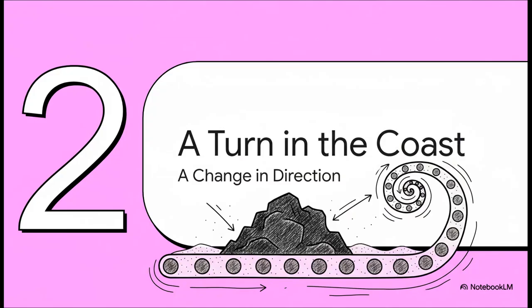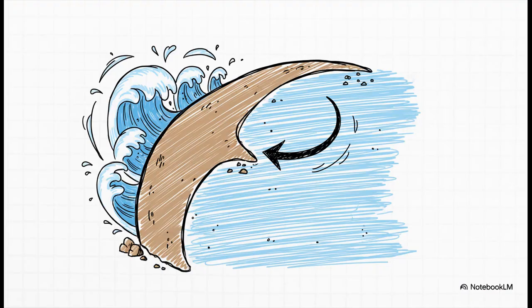All right, so this conveyor belt of sand is always on the move. But for it to actually start building something as cool as a spit, it needs something to happen. It needs a trigger, a kind of disruption in its path. And that trigger is a sharp turn in the coastline. Think of a bay or the mouth of a river. All of a sudden, the land just turns away. This creates this little pocket of calmer, more sheltered water that's protected from the main force of the waves.